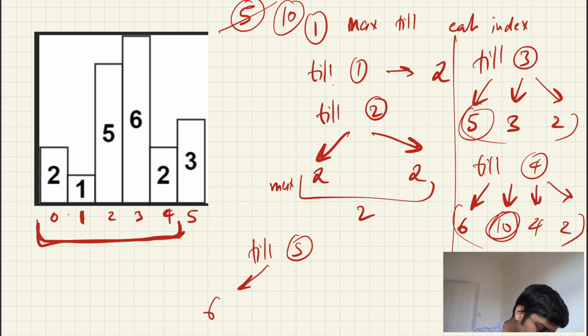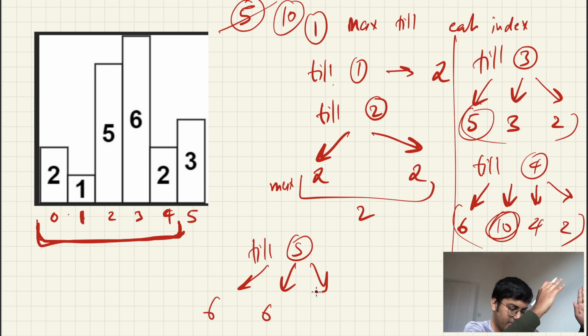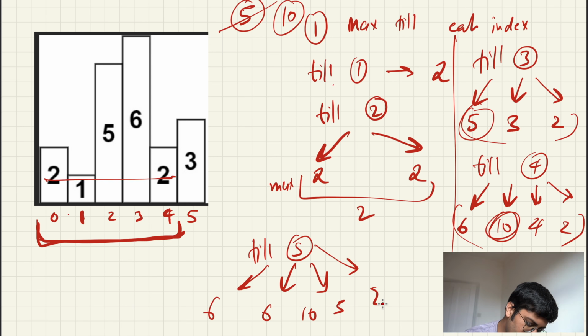And for 6, I can't go left because nothing adjacent to me is greater than 6, and I cannot go right. So 6 only. Then for 5, I cannot go left, but I can go right, 10, because of this thing, right? For 1, I can't go right and 1 left, so 5, and for 2 it will be 2 only, so the maximum is again 10, which is unchanged.